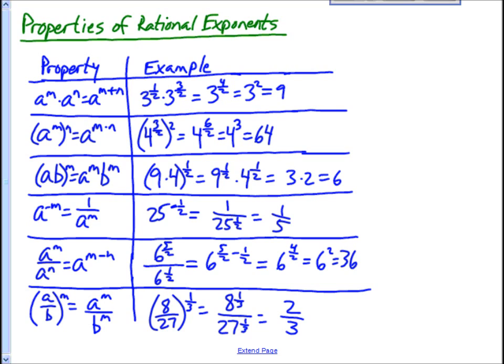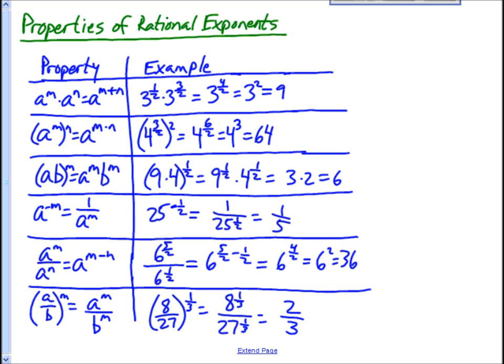Okay. Negative exponent property, a to the negative m equals 1 over a to the m. So you've got 25 to the negative 1/2. That's a negative, if you can't see that very well, which is, by definition, 1 over 25 to the 1/2. In other words, 1 over the square root of 25, which is 1 over 5. Okay, take your principal root on that.